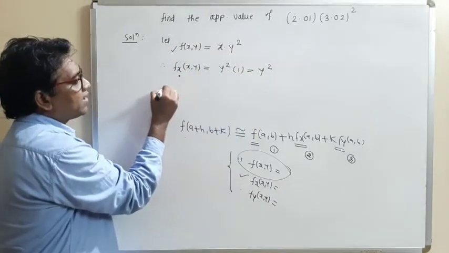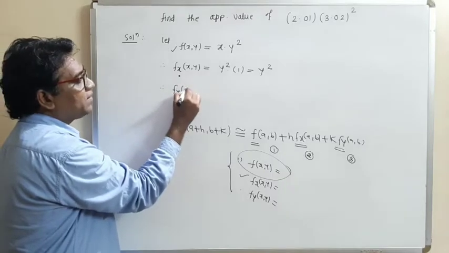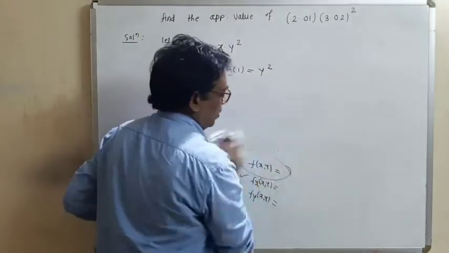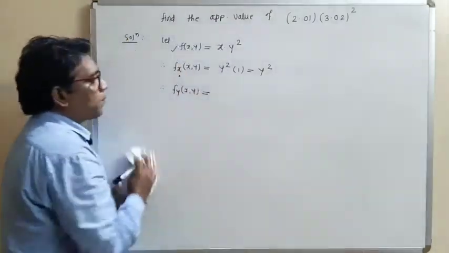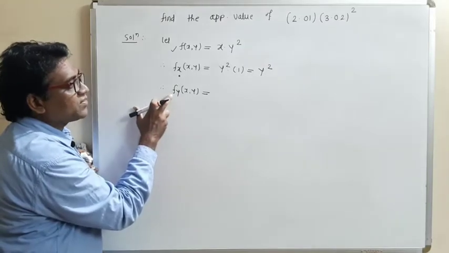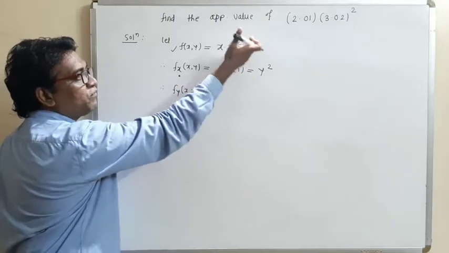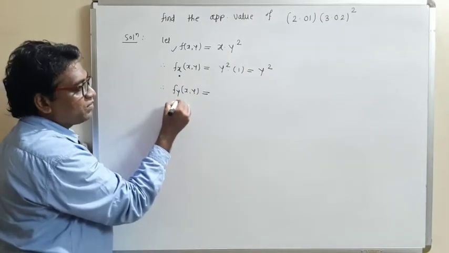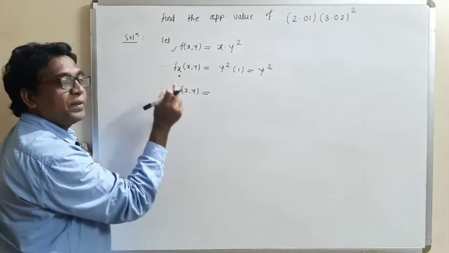Now find out the next partial derivative, fy at (x, y). Now see what is this partial derivative fy. Differentiating this f, we want to find out the derivative of this function f partially with respect to y, so by keeping x constant.